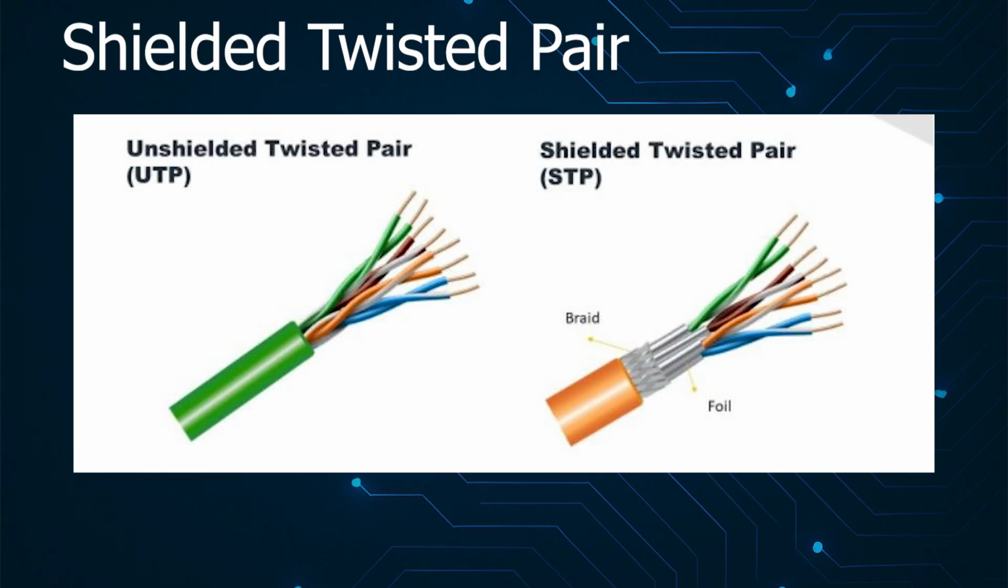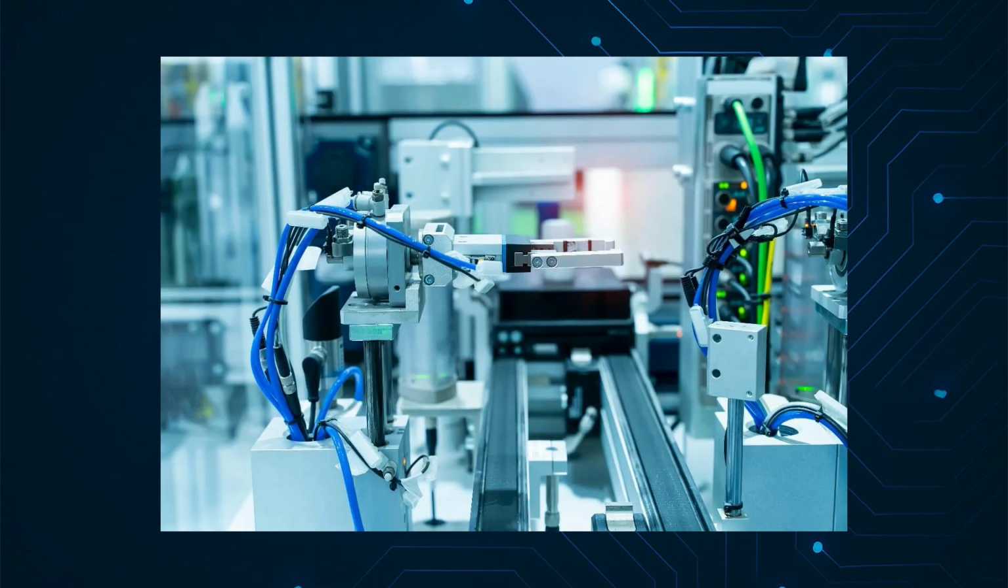STP stands for shielded twisted pair. This adds a foil or a braid around the pairs, protecting against interference. Ideal for industrial environments or areas with lots of electromagnetic noise.